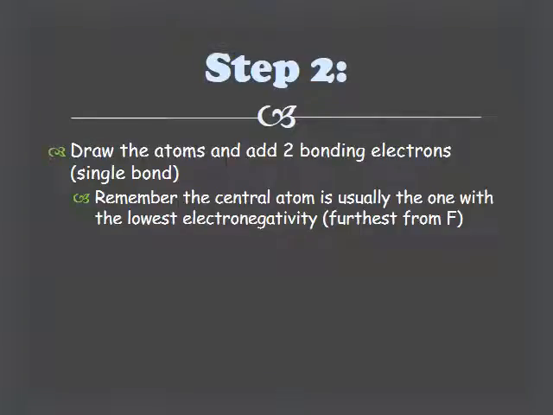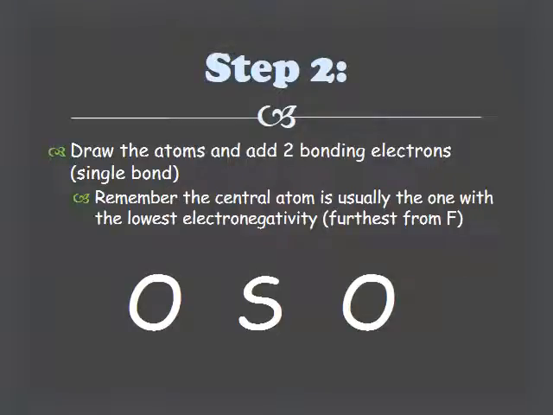In step 2, you draw the atoms and add 2 bonding electrons. This is the single bond. Remember, a single bond requires 2 electrons to be shared in covalent bonding. Remember, the central atom is usually the one with the lowest electronegativity. We haven't really gone into electronegativity yet, but just consider it the one that's furthest away from fluorine, because fluorine has the highest electronegativity. So here it is. You've got oxygen, and sulfur in the middle, because the central atom is the one with the lowest electronegativity. Sulfur is furthest away from fluorine. And you put your 2 bonding electrons in.